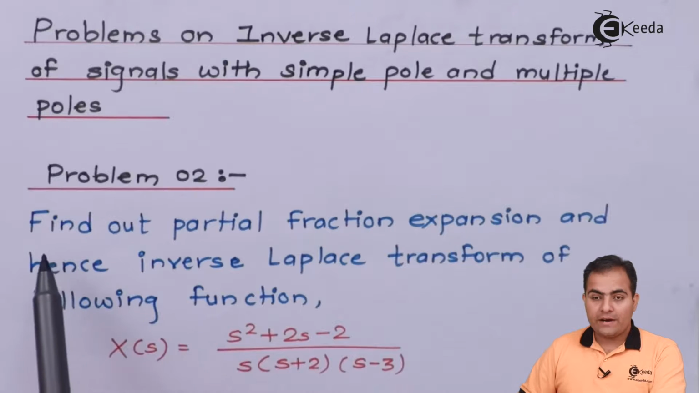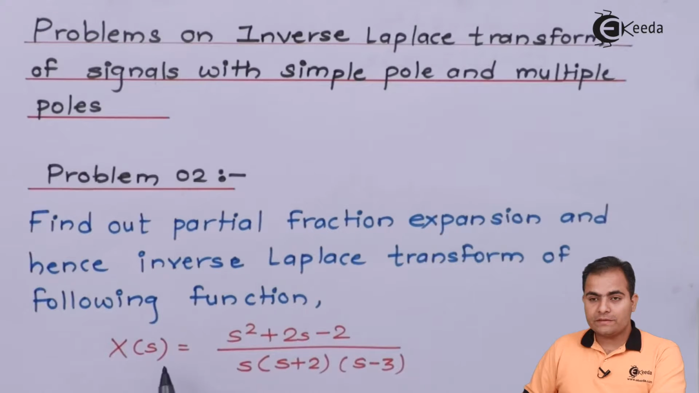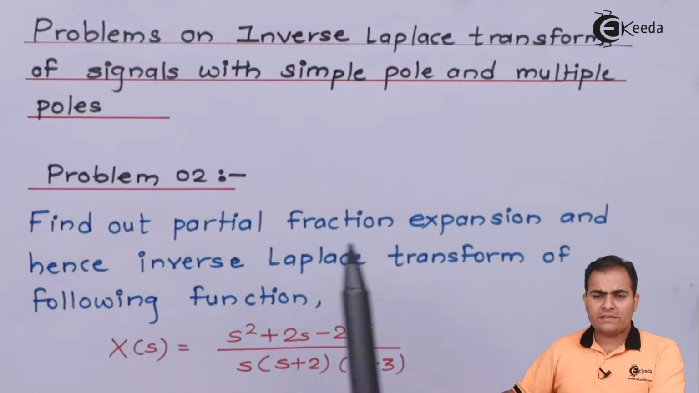The question is: find out a partial fraction expansion and hence the inverse Laplace transform of the following function. X of s is equal to s square plus 2s minus 2, and in the denominator we have s, s plus 2, s minus 3. Basically, a partial fraction expansion is given.